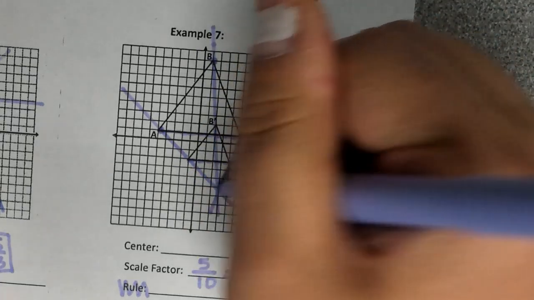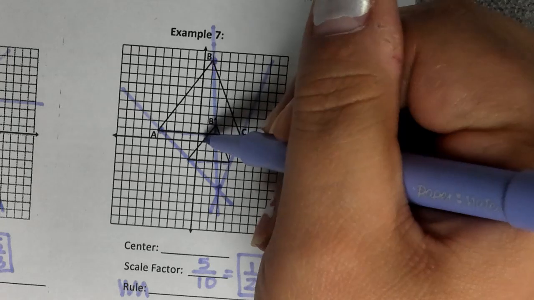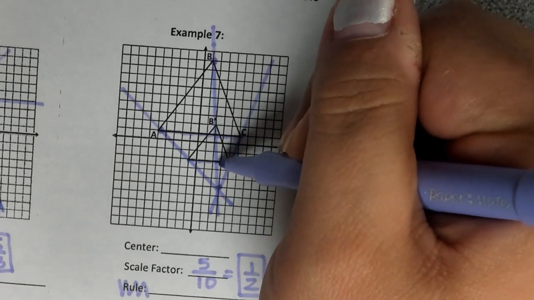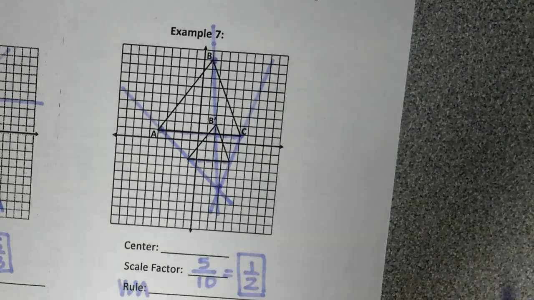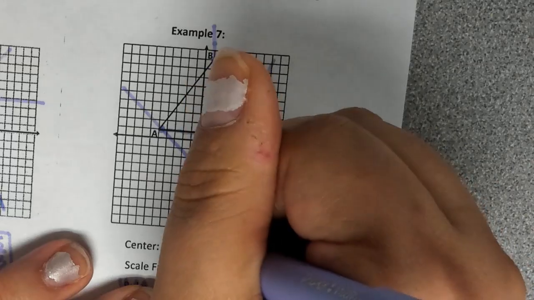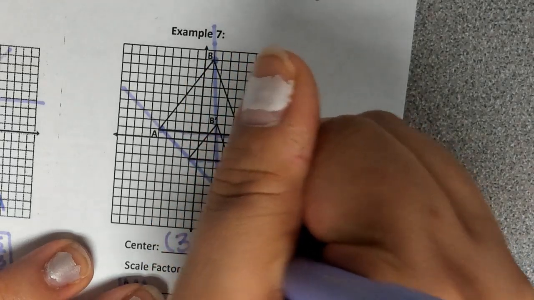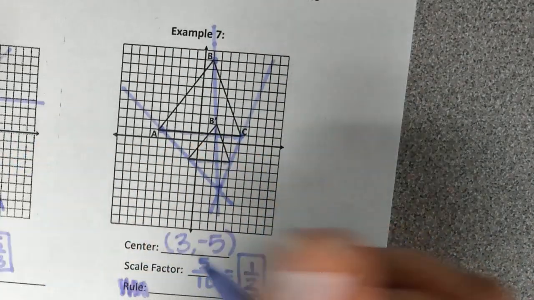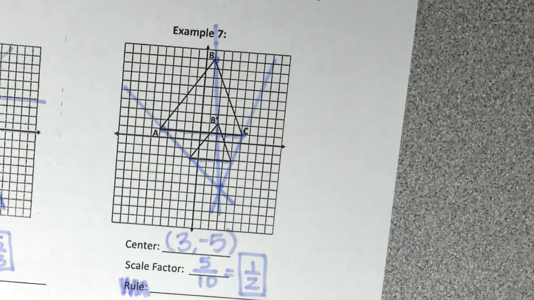Where did they all intersect for y'all? 3 and negative 6. Yeah, 3, negative 6. I got negative 5. Yeah. It's like somewhere in between. You are connecting the corresponding vertices, draw a line, and where they all intersect is your answer. I got a negative 5. You got negative 5? Me too. Okay.